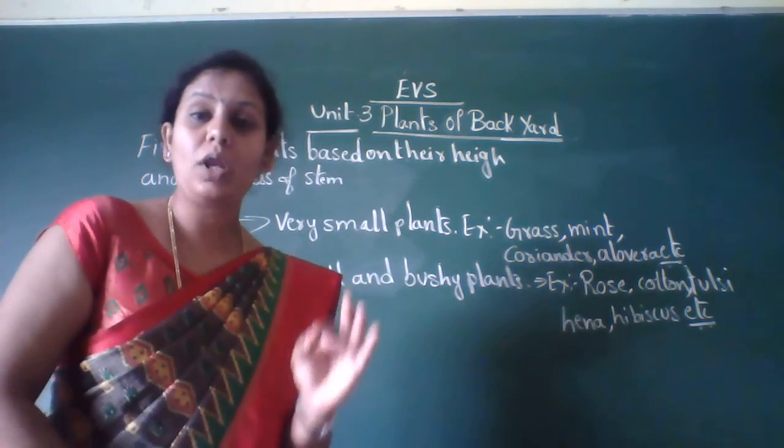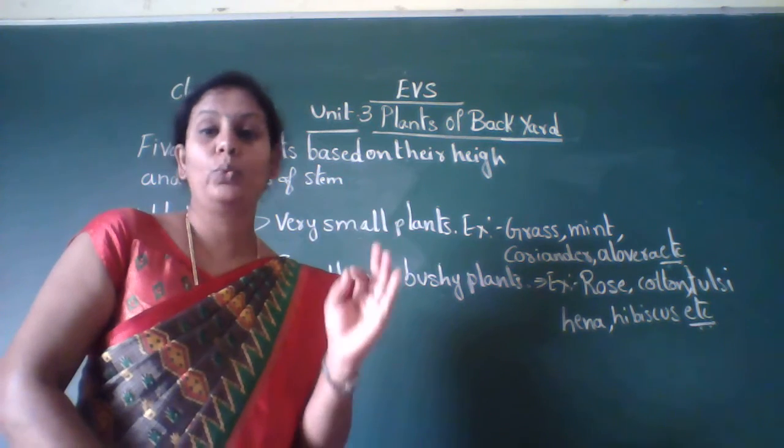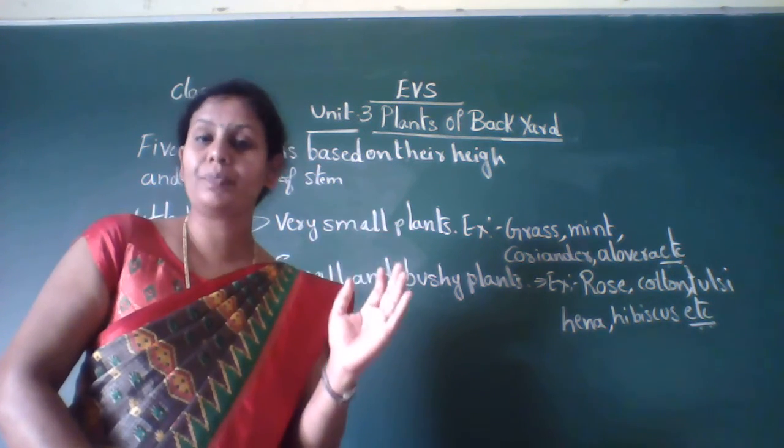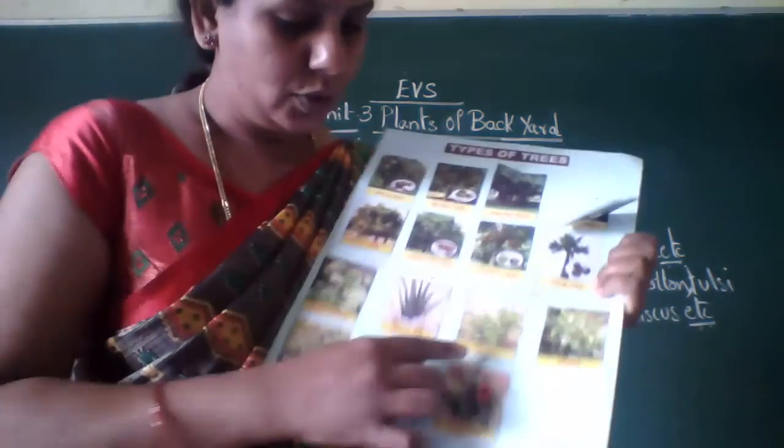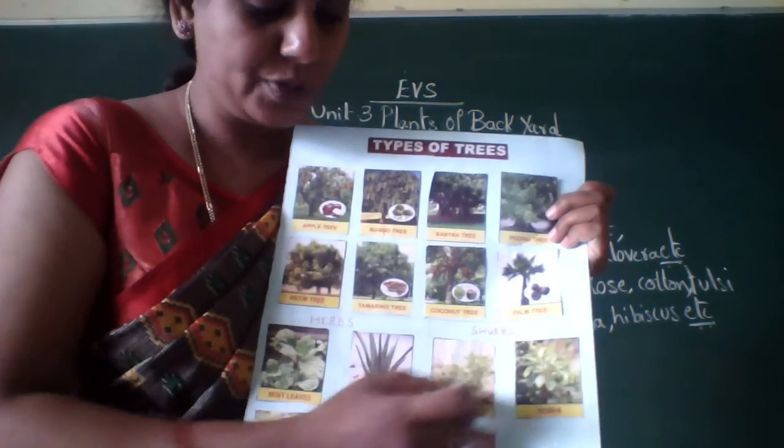Okay, small and bushy plants which looks like cluster, they are called shrubs. Example, see tulsi.